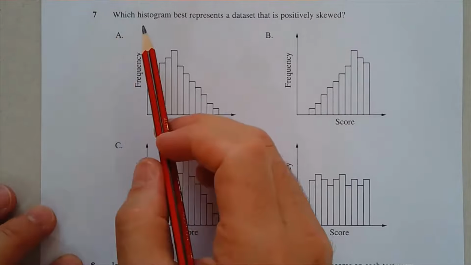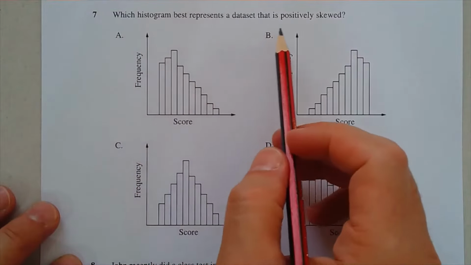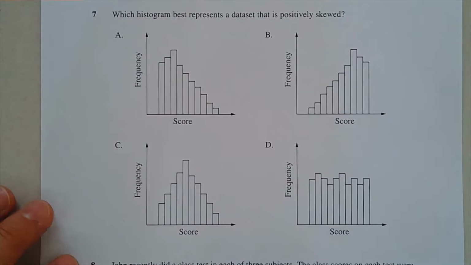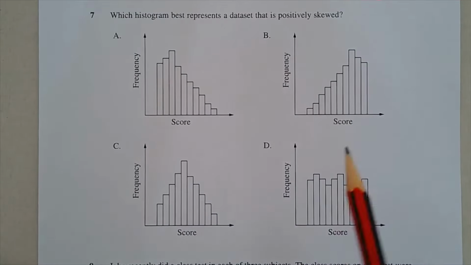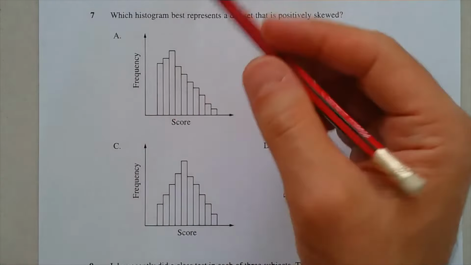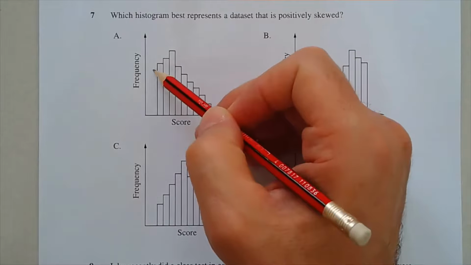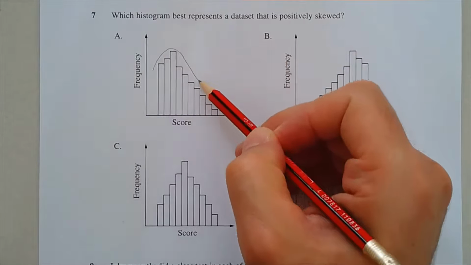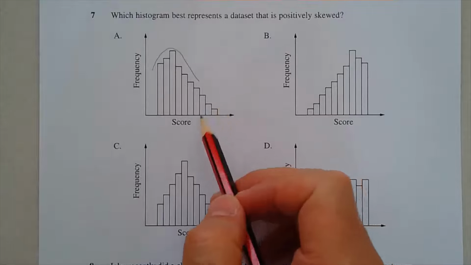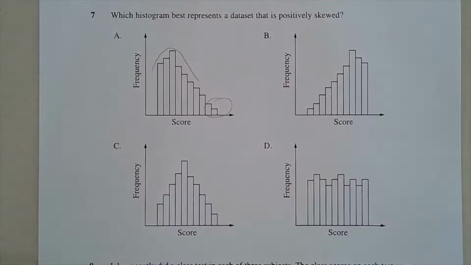Question 7. Which histogram best represents a data set that is positively skewed? So that's a distribution that has what we call a tail. So it seems to be very long on one side of the distribution. So if you have a look at A, the bulk of the distribution is on the left-hand side, but there's a tail region on the right.